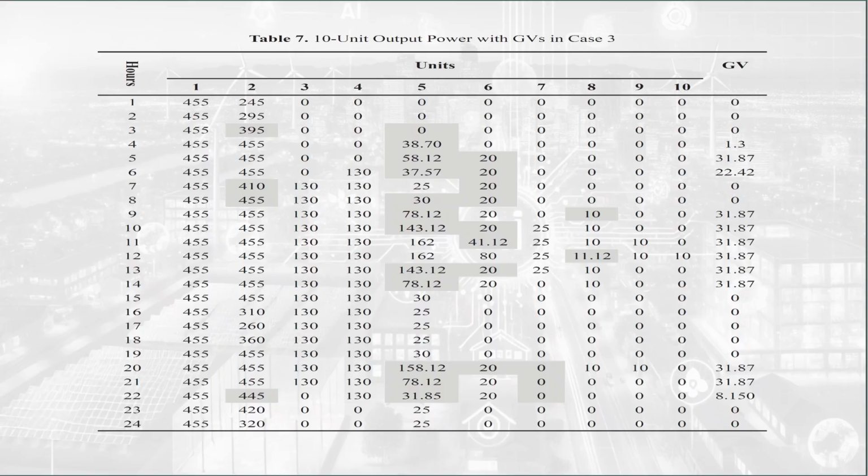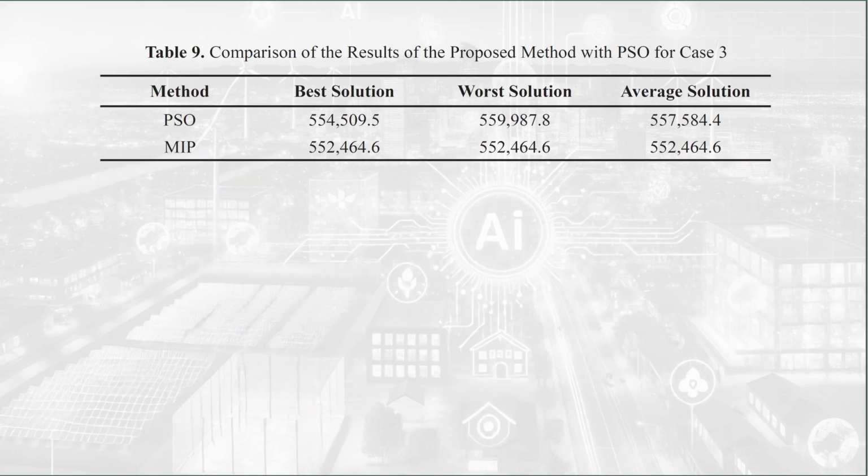The MIMP-based solutions for the UC problem with GVs are provided in Table 7. The output powers of generation units are presented in this table after implementing GVs. As before, the shaded boxes highlight the difference in the output power of the generator units compared to the base case. The results of the proposed MIMP-based approach are compared with those reported in the literature.